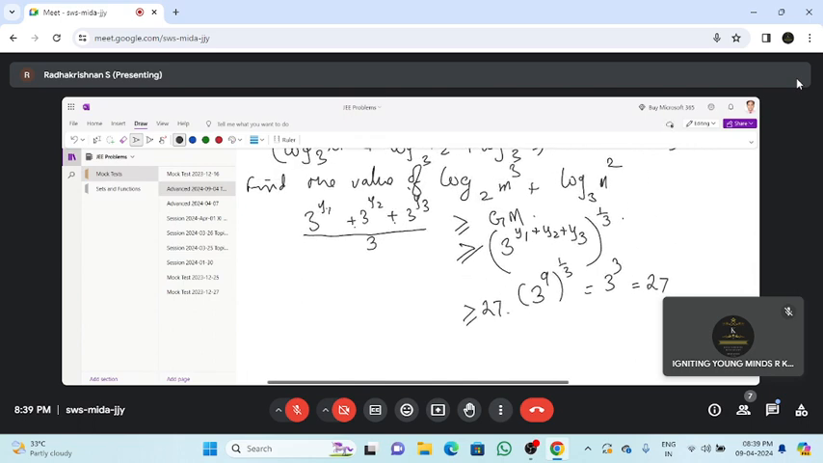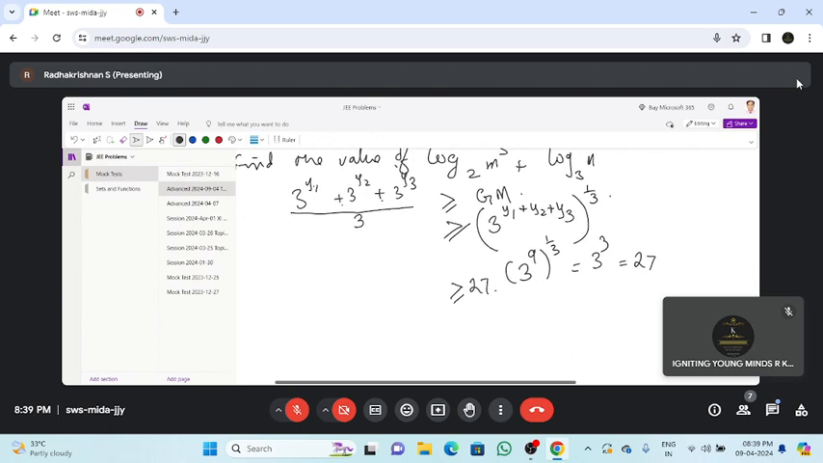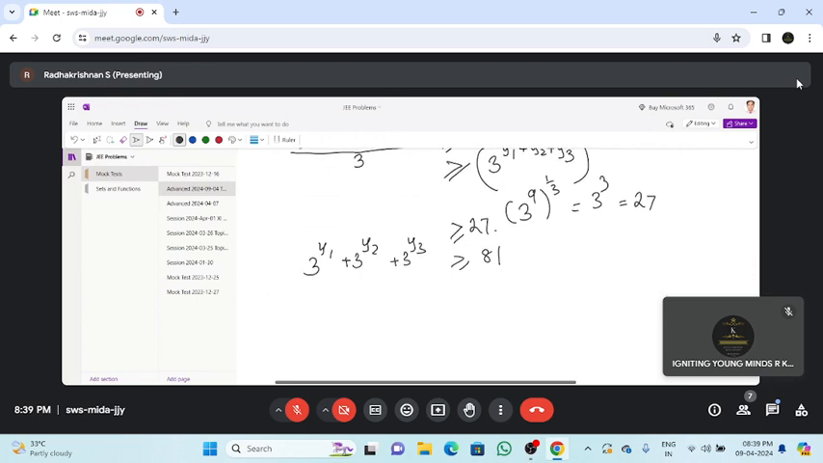But what is 3 power y1 plus 3 power y2 plus 3 power y3 by 3? So 3 power y1 plus 3 power y2 plus 3 power y3, the minimum value will be 81, into 3. Then log to the base 3.